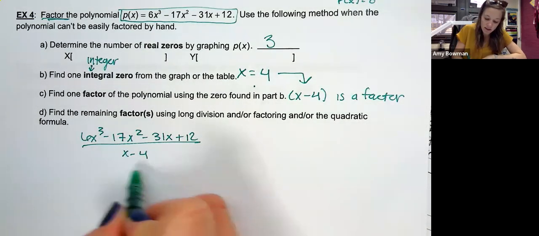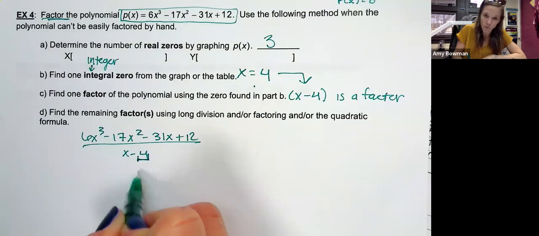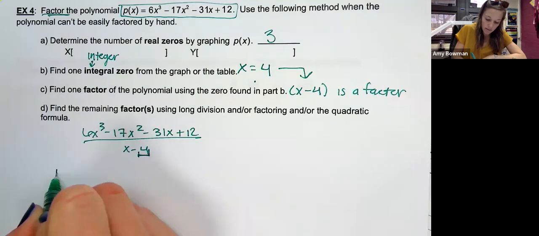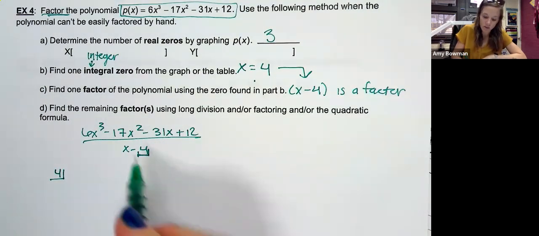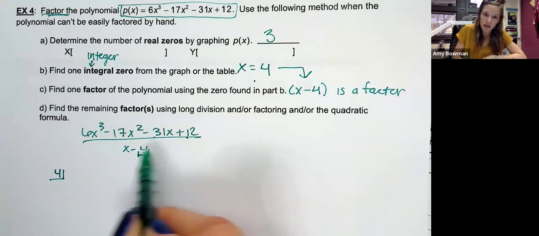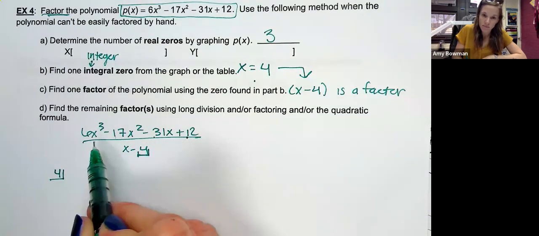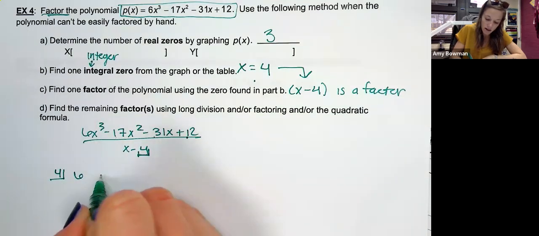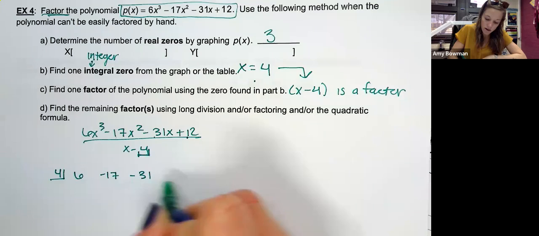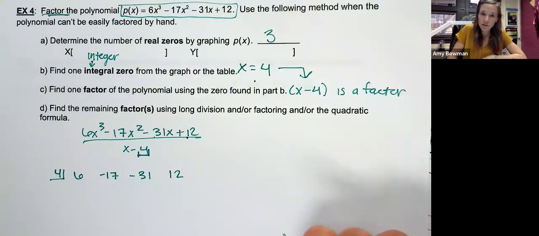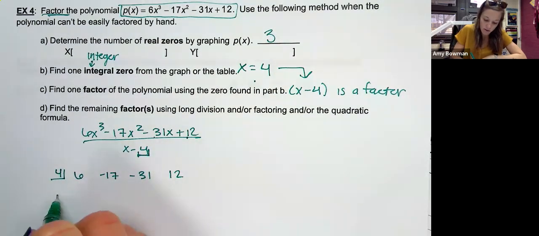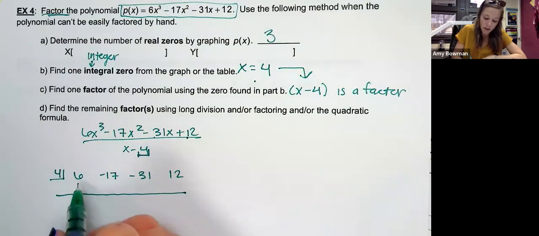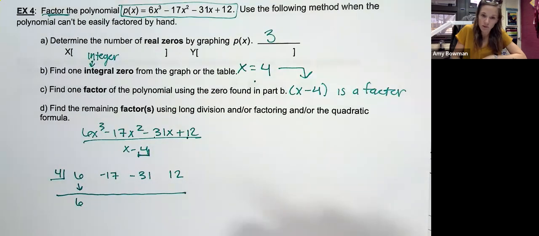So we're going to set up our synthetic division. My c value is 4, so I'm going to write 4 up here in the left-hand corner in a little box. Then we list out all of the coefficients in descending order of our dividend. So that would be 6 for my x cubed term, negative 17, negative 31, and 12. Then we continue with this synthetic division. So remember, we draw a line, leave a little bit of space to write numbers in the next row, and we bring down our first term, which is 6.